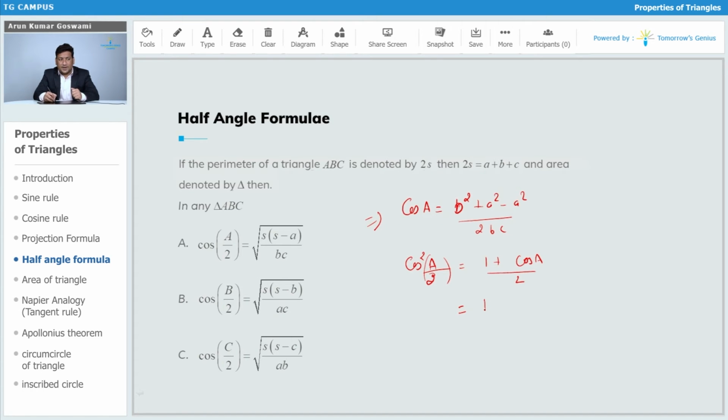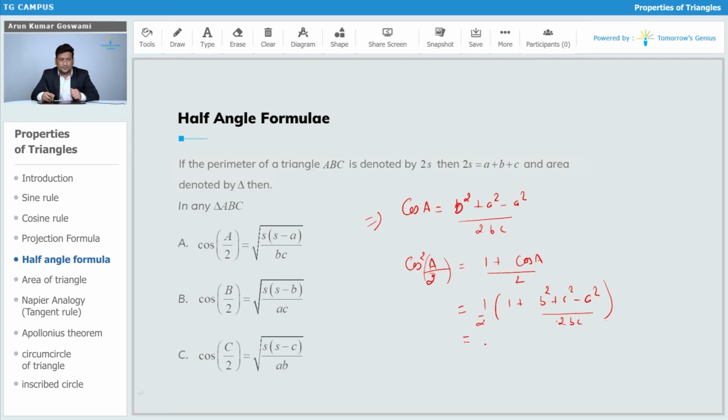So 1 by 2 I am taking out. So 1 plus, now cos A is nothing but B square plus C square minus A square, whole divided by 2 BC. Okay, this is what we got here. Now what we can do is take the LCM of this part.